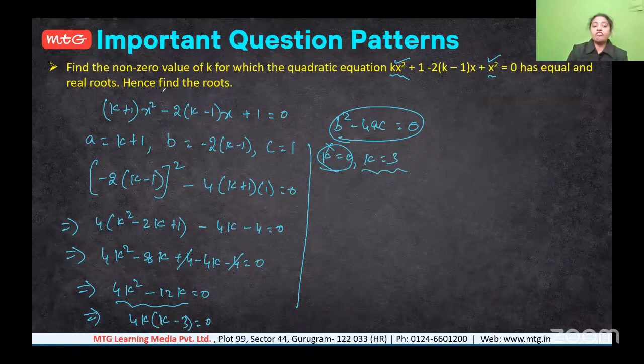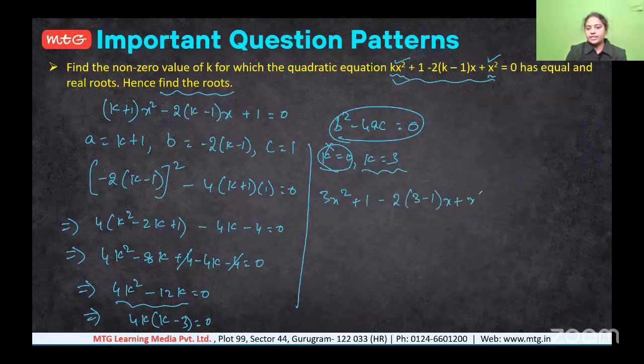My question is find the roots of the equation. Equation के roots पता करने के लिए पहले मुझे equation solve करनी पड़ेगी. तो equation में solve करने के लिए मैं k value इसमें replace करूँ. So if I replace the k value in this equation, I will get it as 3x square plus 1 minus 2 times of 3 minus 1 into x plus x square equals to 0. अब इसे सॉल्व करने पे मुझे मिलेगी 4x square minus this is 4x plus 1 equals to 0.